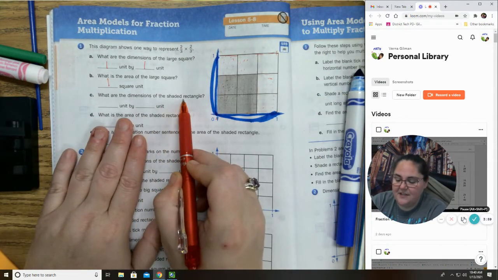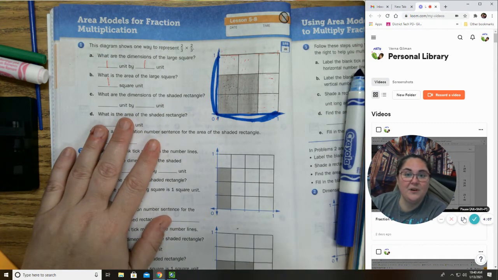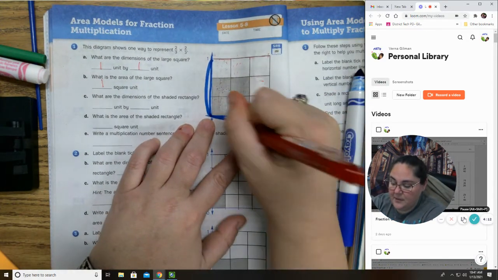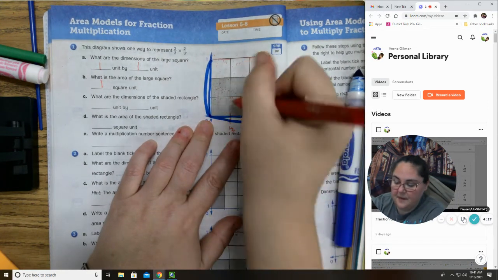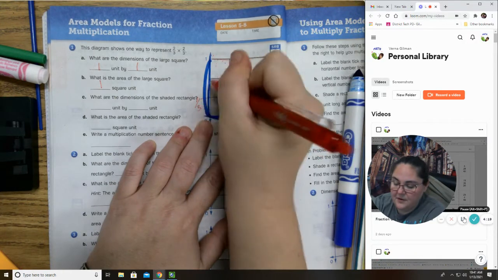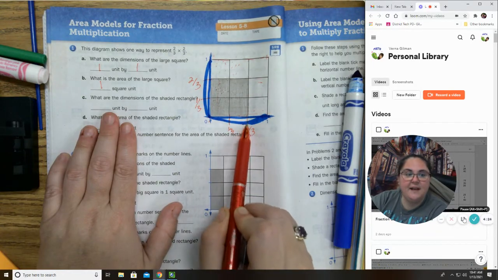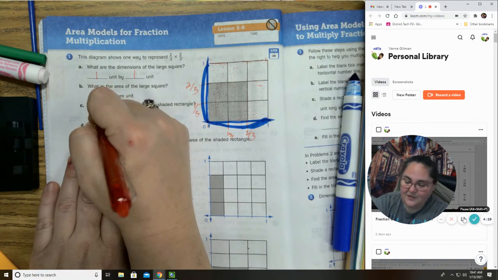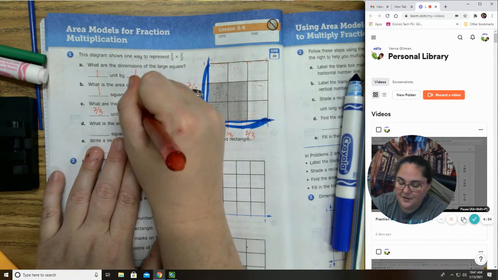What are the dimensions of the shaded rectangle? So now I'm just going to look at the shaded portion. I'm going to label it just like I would a coordinate grid. So if this is 0 and this is 1, I know that this would be 1/3. That would be 2/3. 1/3, 2/3. So going over to my shaded portion is done. How far is it over? 2/3. How far is it up? 2/3.